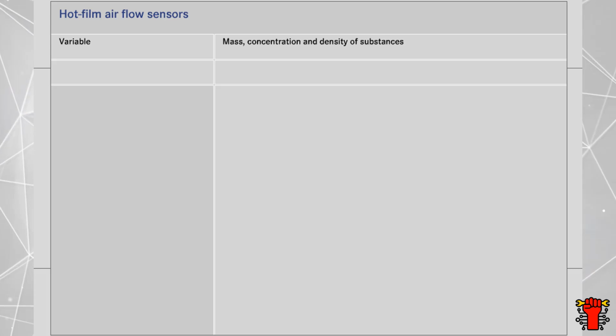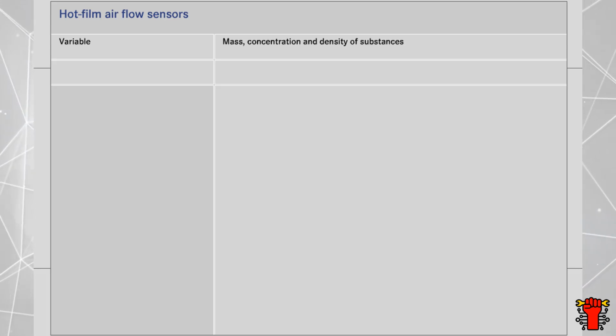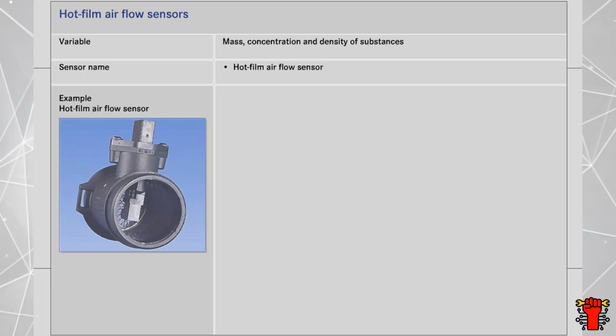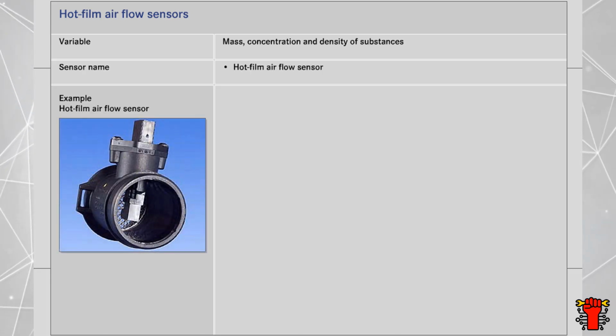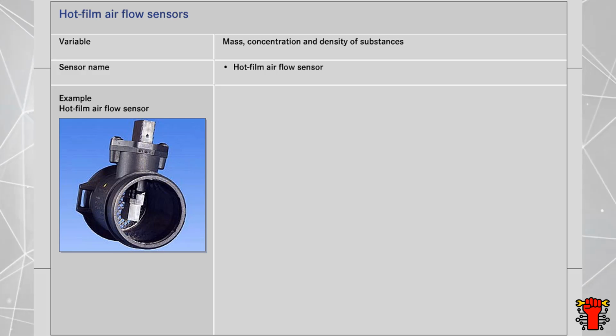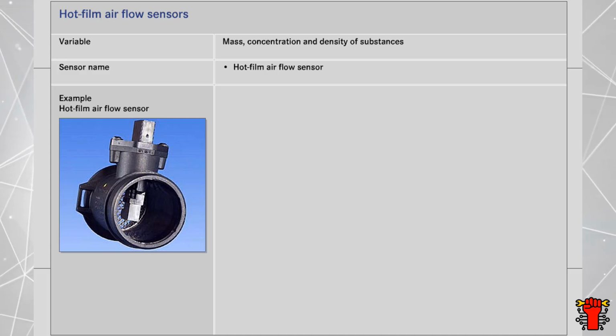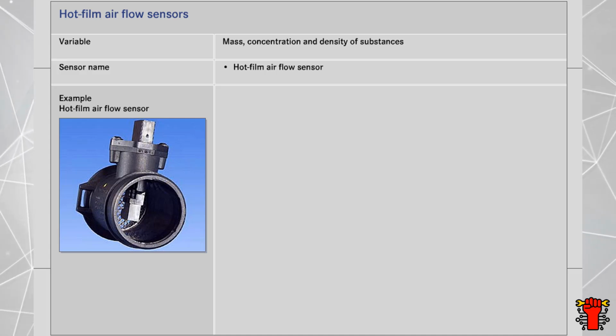Substance quantity and composition sensors measure variables such as mass, concentration, or density of a substance. One example is the hot film air mass sensor, which registers the air mass flow drawn in by the engine. It is usually located between the air cleaner and the throttle valve.